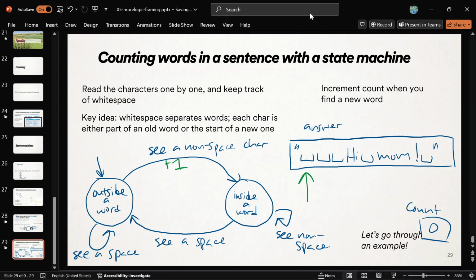And let me walk you through it. So, okay, let's run the state machine now. I'll prove to you that it works, even for this weird looking string. So here, we start out outside of a word.